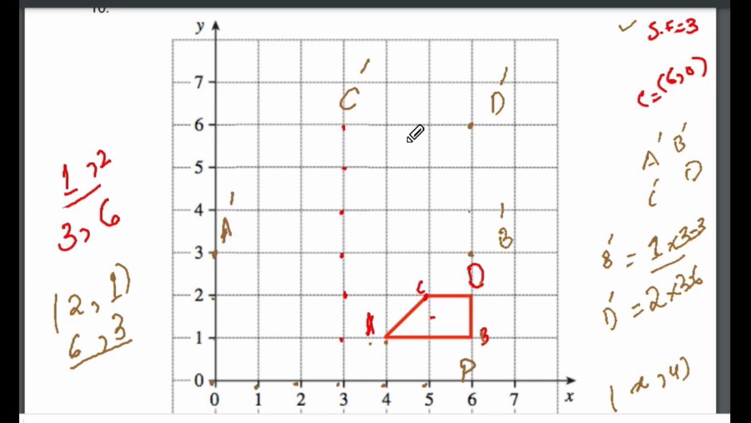What we need to do now, we need to join these points like this and this, and look, this is your new shape now. Okay, so now you understood that by different scale factors and different centers, you can make your shape enlarged.